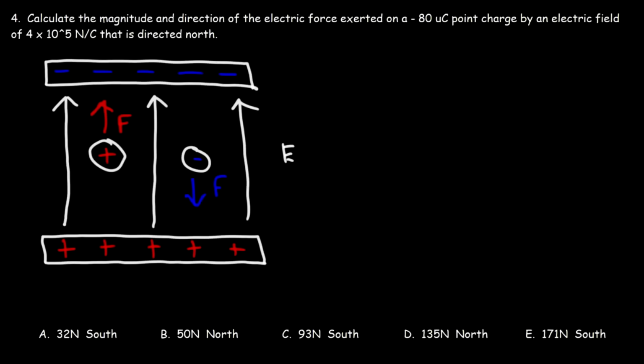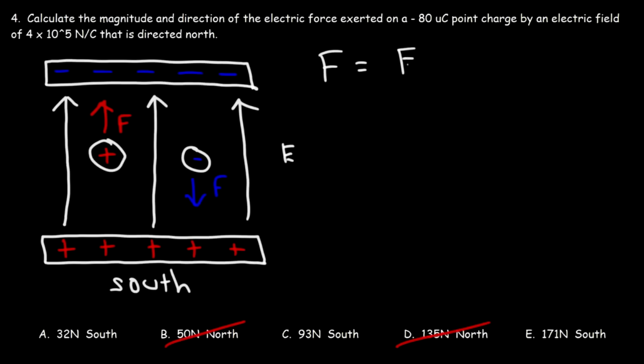But make sure you understand that a positive charge accelerates in the direction of the electric field, and a negative charge accelerates in the opposite direction of the electric field vector. So in this case, we know that the negative point charge will feel a force that is directed south and not north. So we could eliminate B and D. Now let's calculate the magnitude of the electric force.